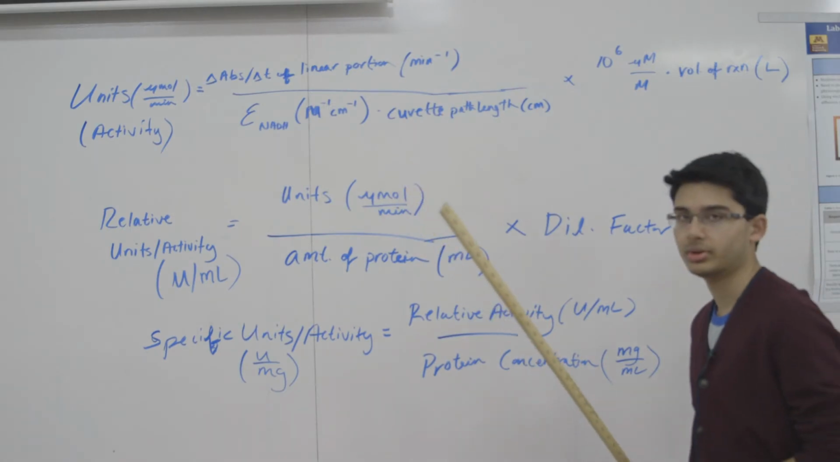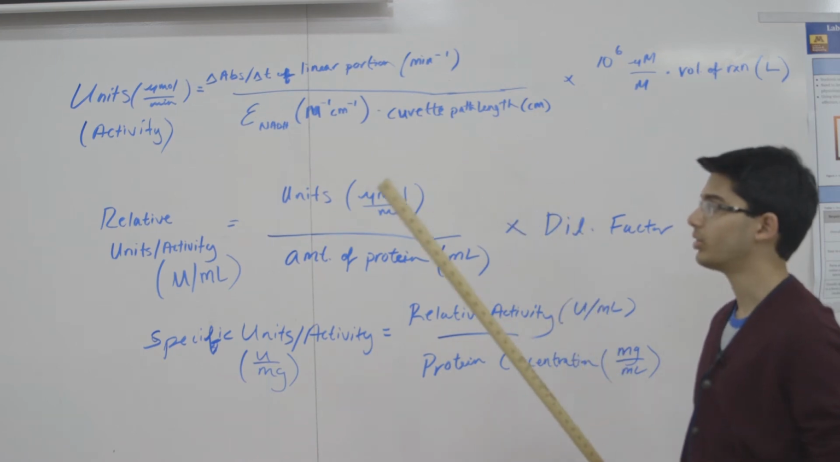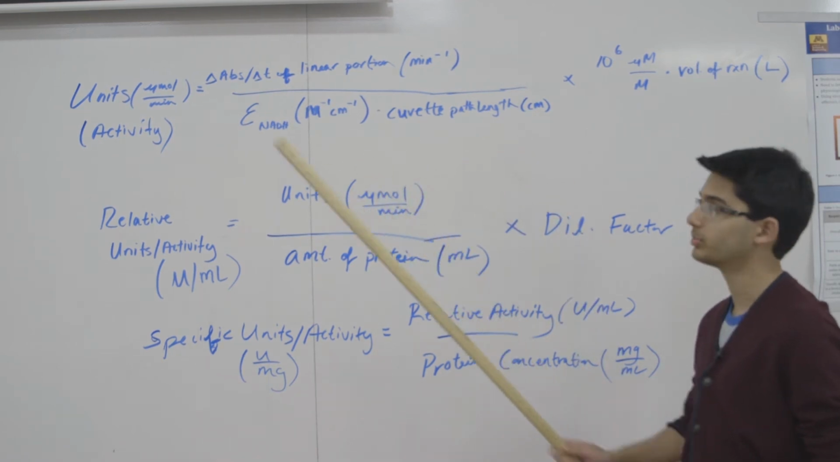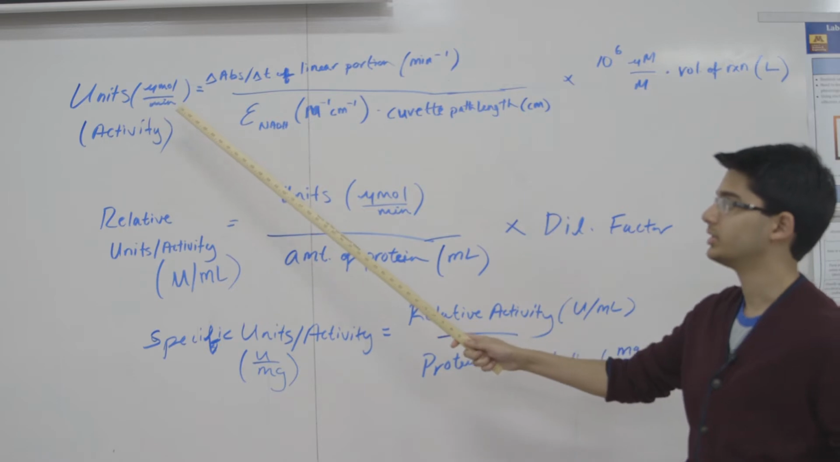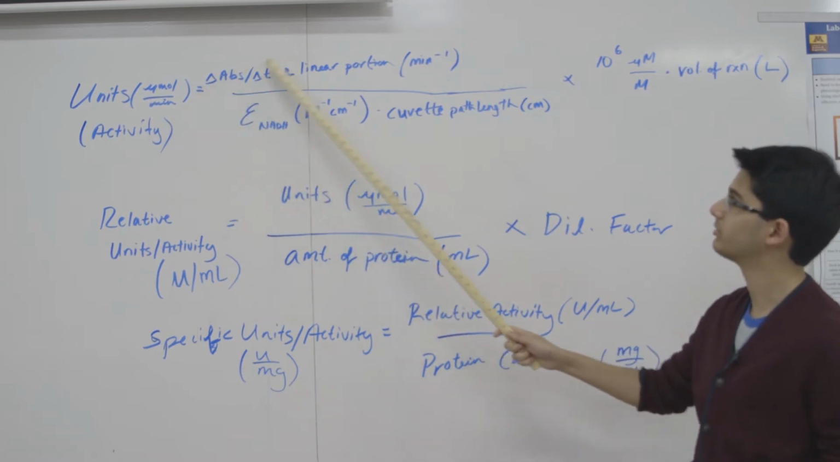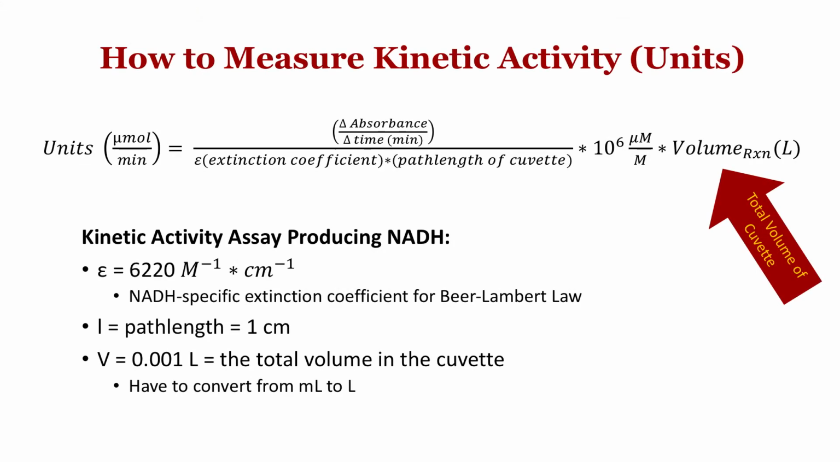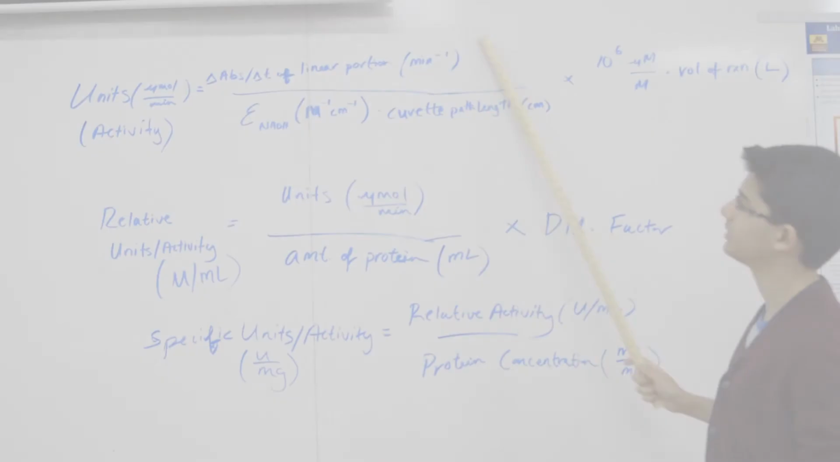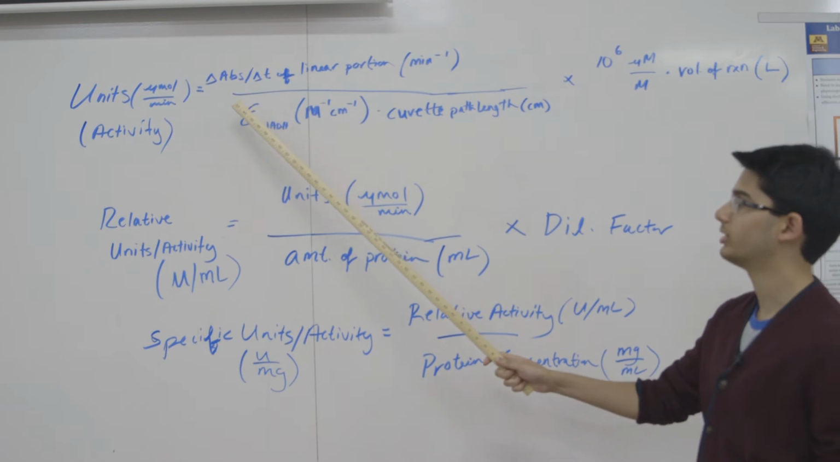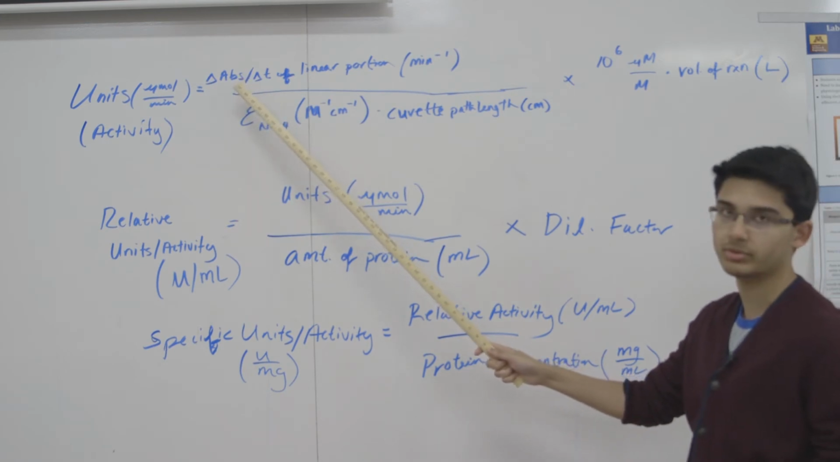So whenever you want to measure the activity of your assay, you want to look at the units, which is micromoles per minute. So the equation for the activity is given right here.